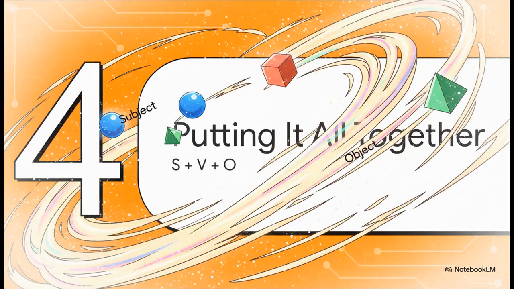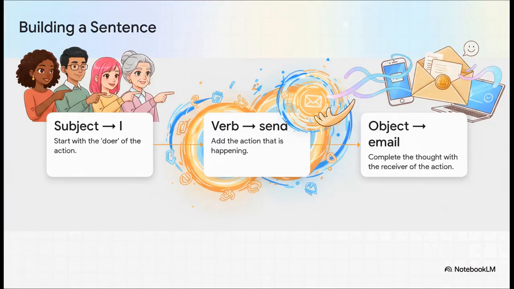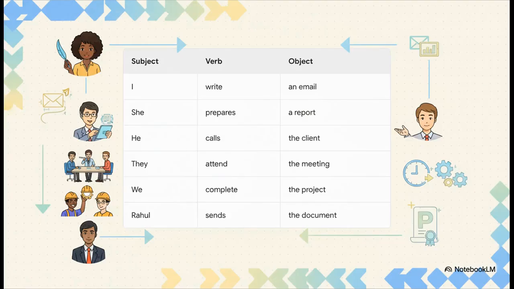So, we've looked at the 3 essential building blocks, one by one. Now for the fun part. Let's see the magic that happens when we put them all together in the right order. Just look at how beautifully this flows. You start with your subject, I. Then you add your action, your verb, send. And finally, you complete the whole thought with your object, the email. Step by step, you've built a perfect, crystal clear sentence. I send the email. This table just makes the pattern so obvious, doesn't it?